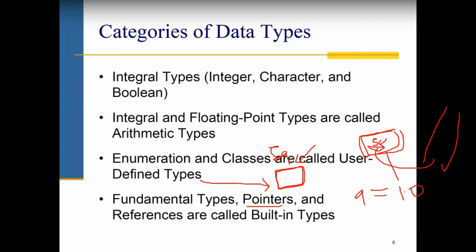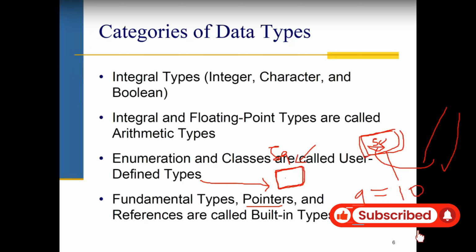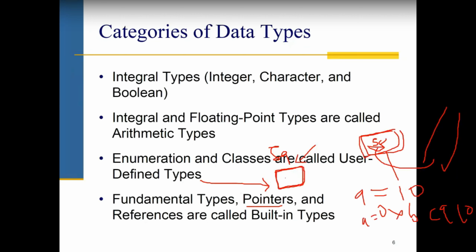In the computer memory, A can be equal to maybe 0xBC910. Okay, so this is an actual variable. The actual variable has an address of this, but okay, I can create a pointer.